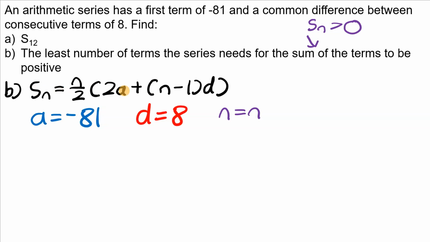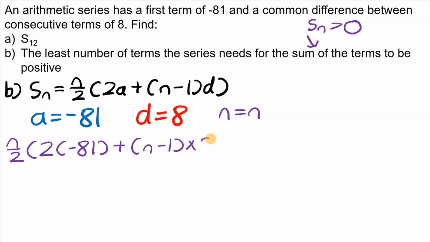Okay, so if we use this formula here, it's going to be n over 2, and then 2a, so 2 times minus 81, and then plus n minus 1 multiplied by d, which is 8, like this here, and this is bigger than 0, and we need to find what n is for this to be true.